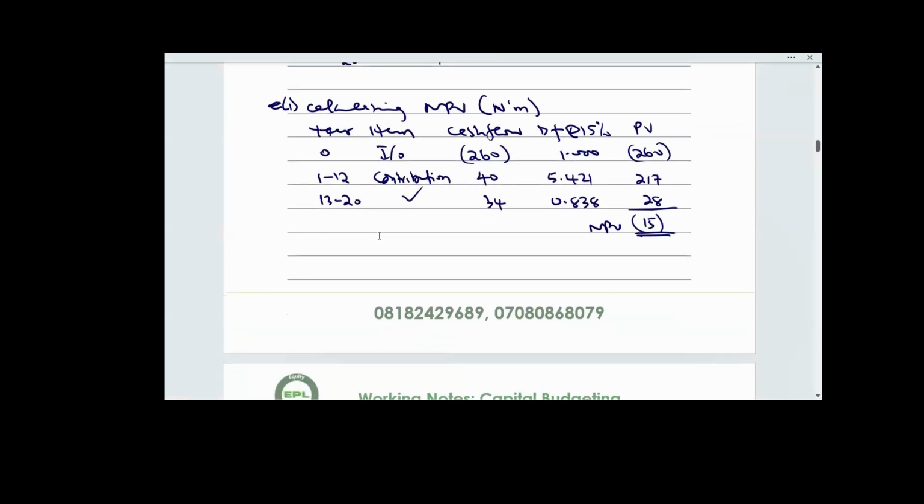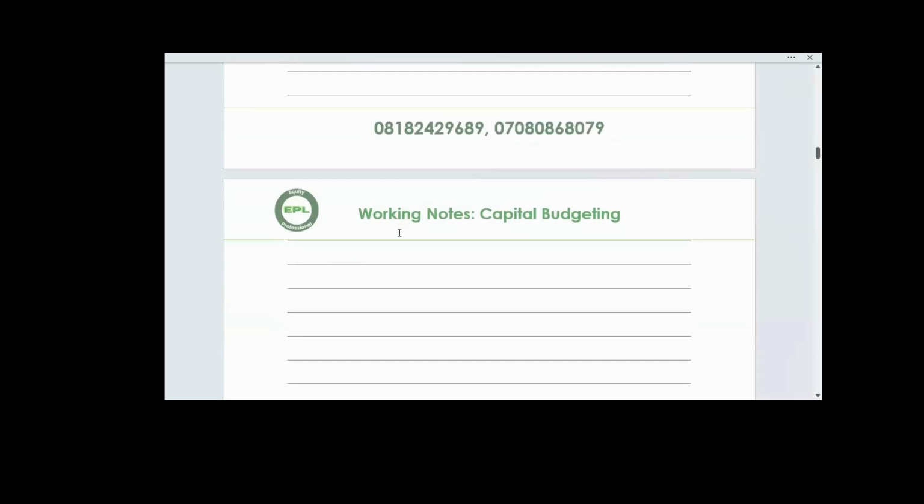Of course, if the examiner asks you to advise on the basis of NPV, you see that the project is not viable because it produced a negative NPV. So let's calculate the internal rate of return.